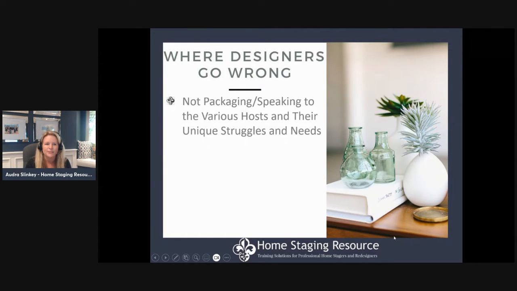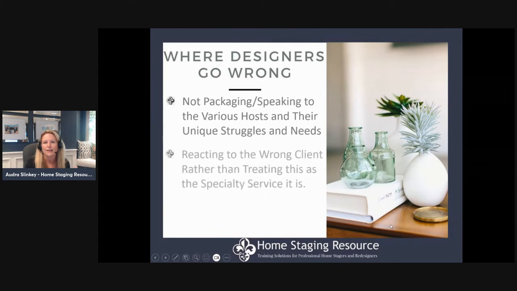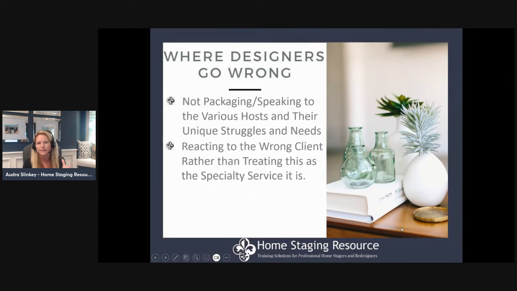And that kind of gets me to a little bit of where sometimes we go wrong as designers and stagers. We're not packaging and speaking to their unique struggles. That's what your investment guide should do. It should tackle those objections. It should speak to the struggle. Reacting sometimes to the wrong client, I mentioned that, and or not treating it as a specialty service.